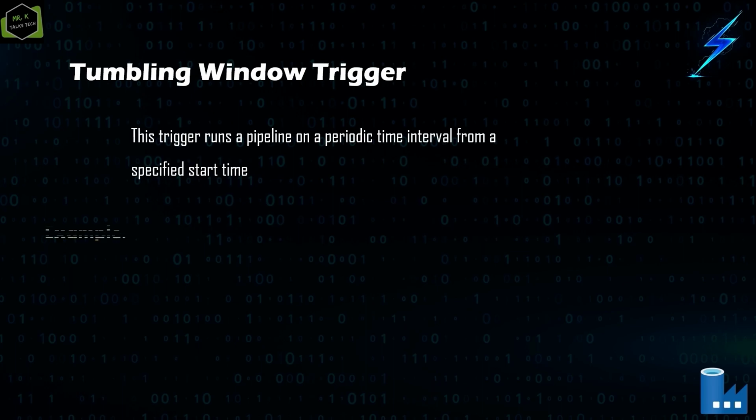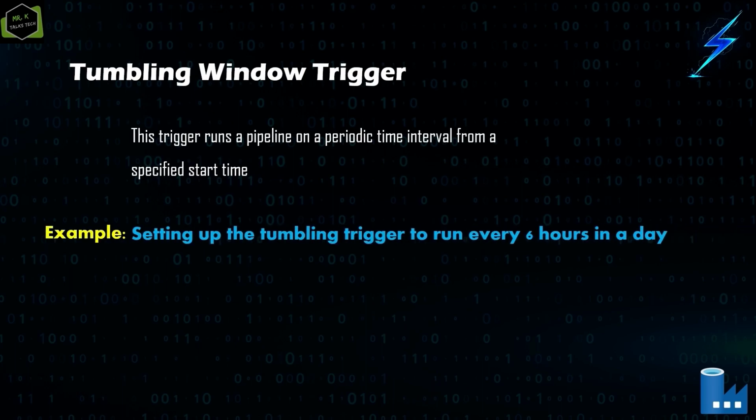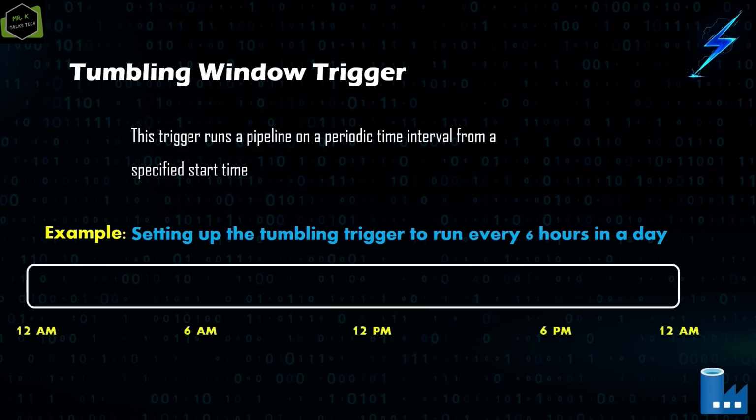Let's understand this with an example. Consider if you are setting up your tumbling window trigger for a pipeline in ADF, which is configured to run every 6 hours in a day with a start time at 12 am. What tumbling window trigger will do is, it will divide one day into 4 different sections. The first section would be from 12 am to 6 am, and the second section would be 6 am to 12 pm, and the third would be 12 pm to 6 pm, and finally the last section would be 6 pm to 12 am. So these sections are called windows.